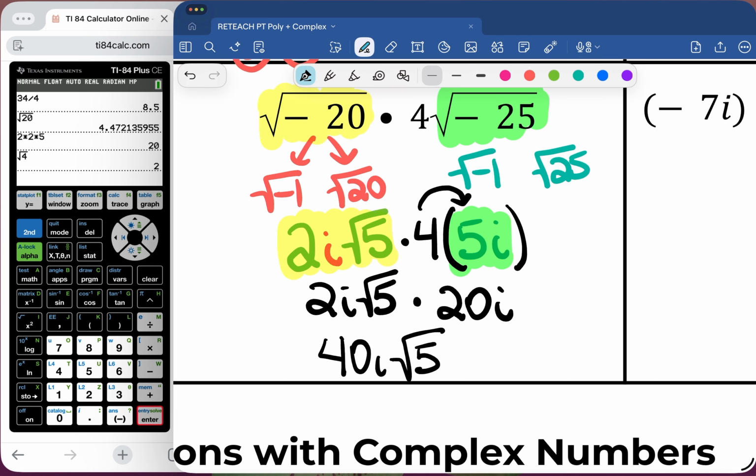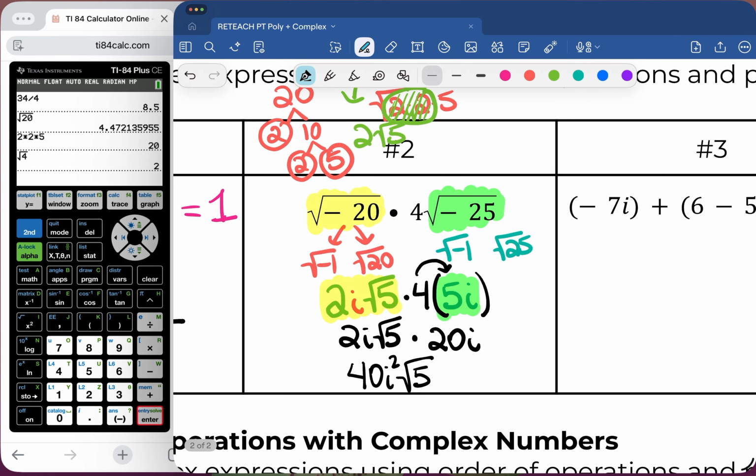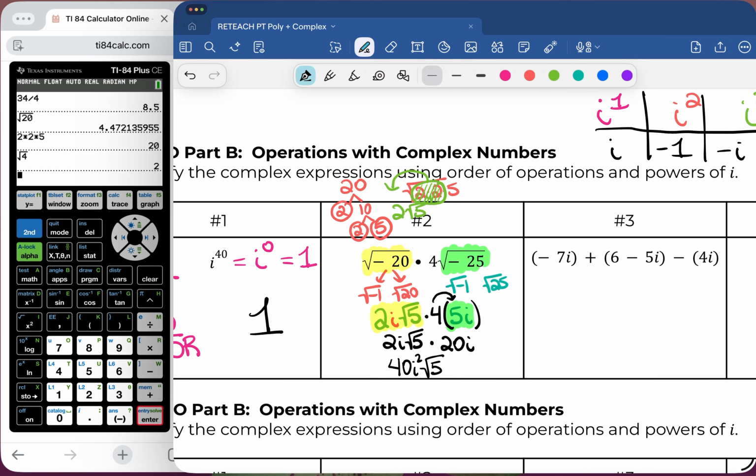And then I times I becomes I squared. So I squared is on our list to simplify. From our powers of I, we know that I squared is the same as negative 1. And my final proper form will be negative 40 root 5.